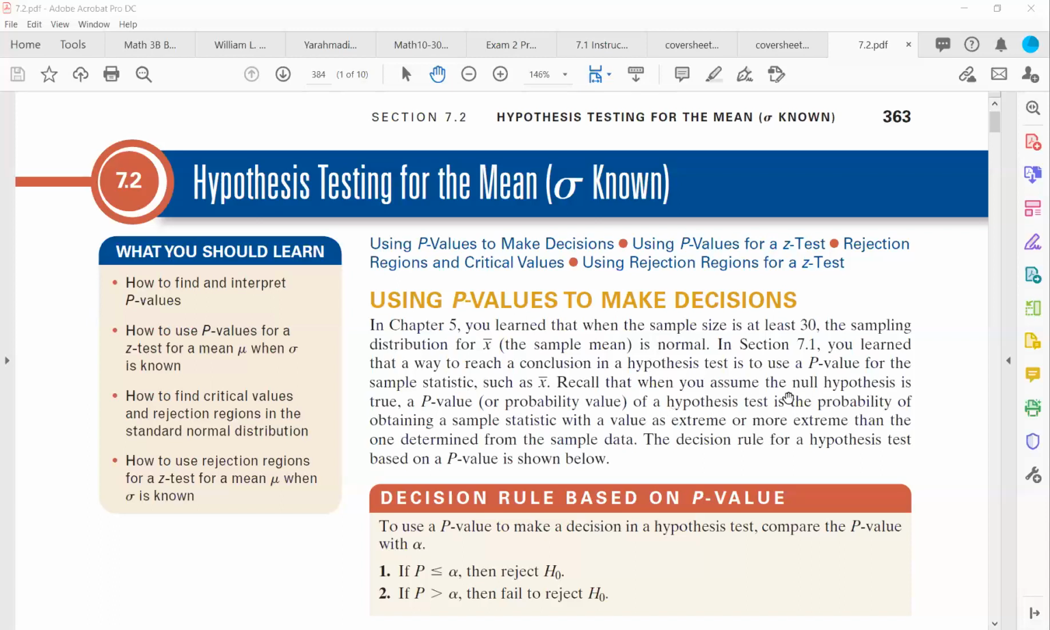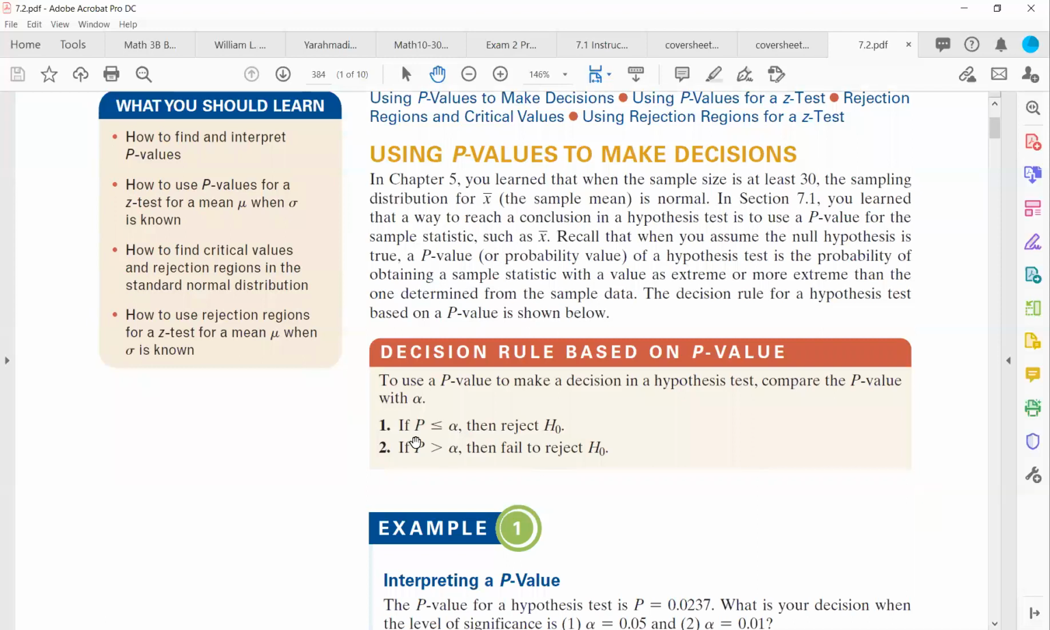Recall that when you assume the null hypothesis is true, a p-value, or probability value, of a hypothesis test is the probability of obtaining a sample statistic with a value as extreme or more extreme than one determined from the sample data. The decision rule for a hypothesis test based on a p-value is given below. If p is less than or equal to alpha, remember that alpha is the level of significance, then you reject the null hypothesis.